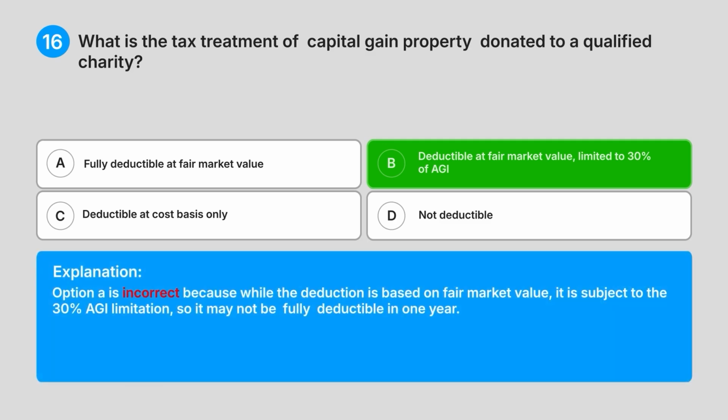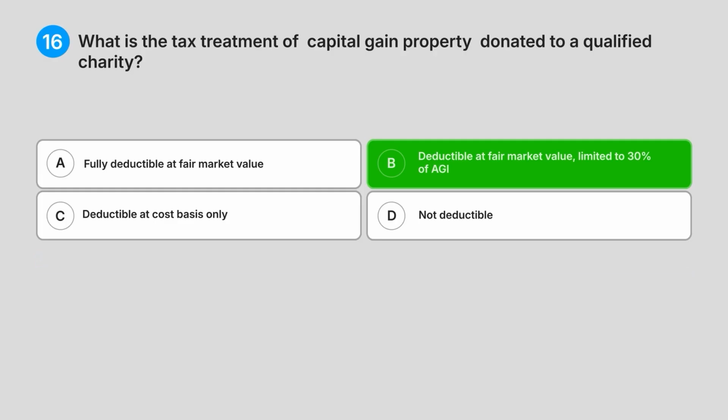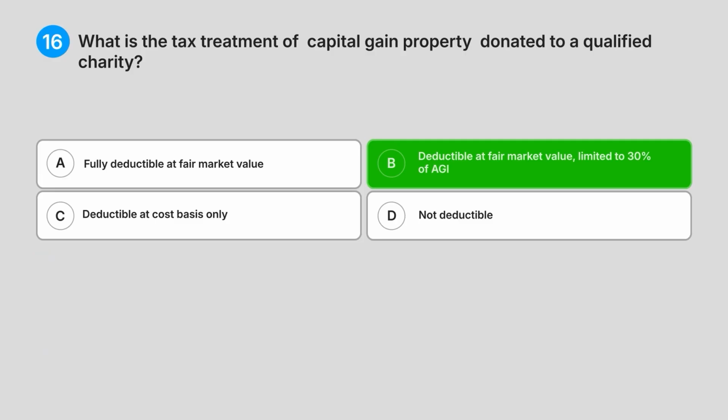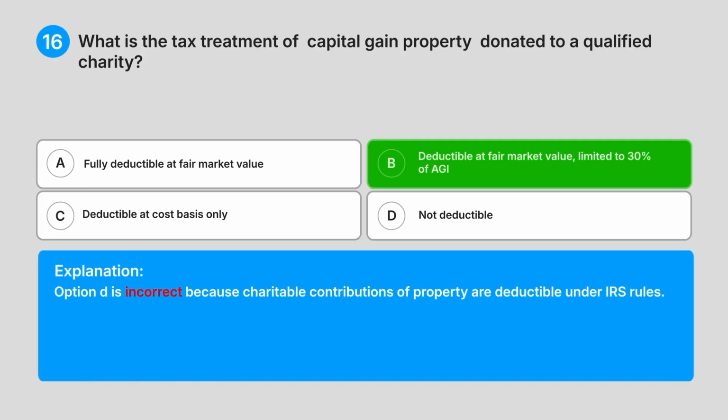Option A is incorrect because while the deduction is based on fair market value, it is subject to the 30% AGI limitation, so it may not be fully deductible in 1 year. Option C is incorrect because the deduction is typically at FMV. A deduction at cost basis applies to ordinary income property or if the taxpayer makes a specific election. Option D is incorrect because charitable contributions of property are deductible under IRS rules.